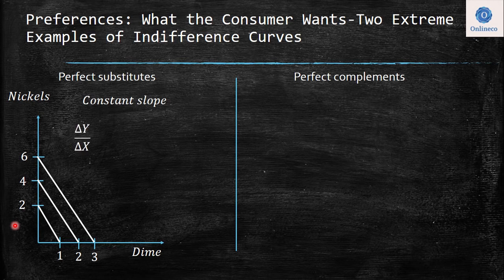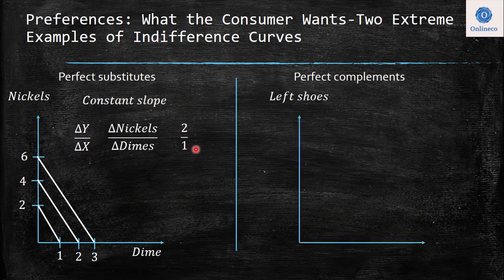So the change of y over the change of x is constant all the time, different to the marginal rate of substitution that we saw before. So then y should be the change in nickels and the change in dimes. This one, all the time you have 2 and 1.